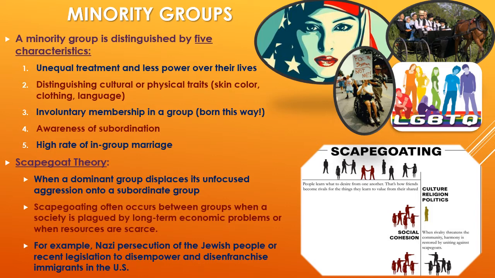So minority groups often fall to the social phenomenon of scapegoating, which is when a dominant group displaces its unfocused aggression onto a subordinate or minority group. When societies confront resource shortages or economic instability, minority groups are often singled out and blamed for the trials and tribulations that the society is confronting.